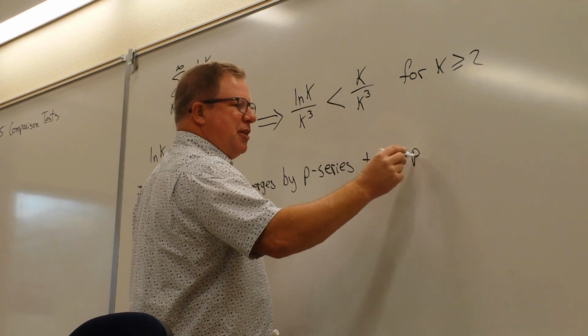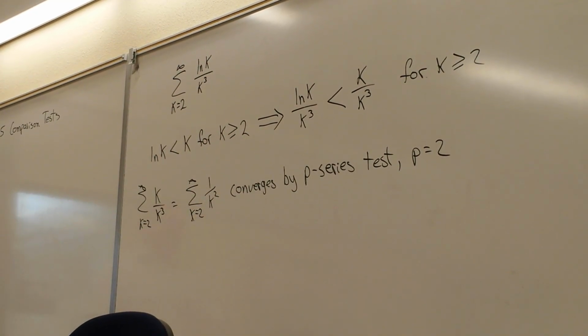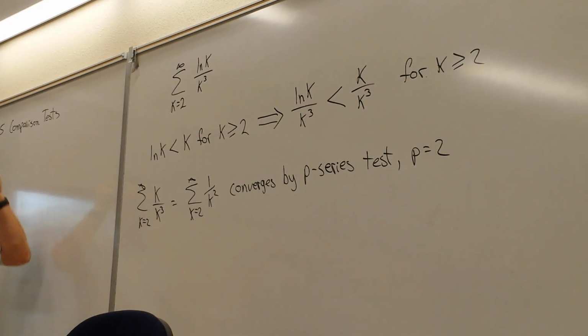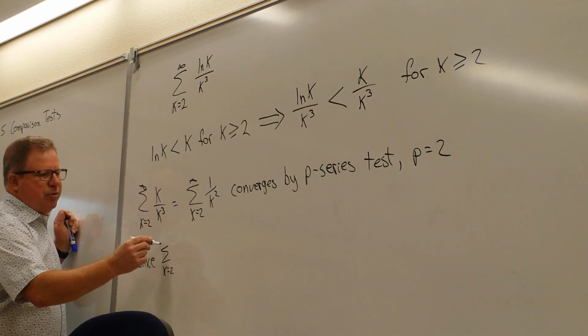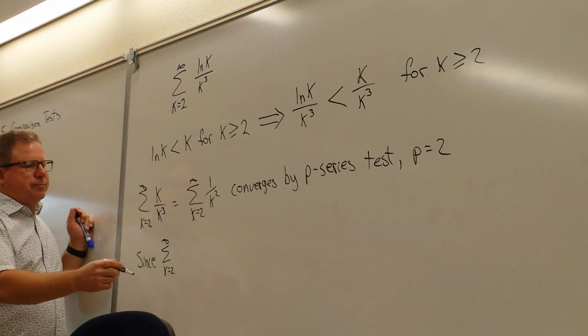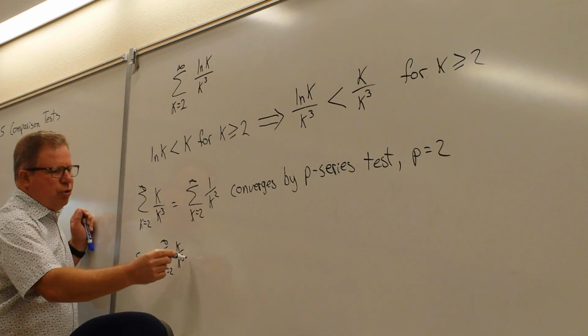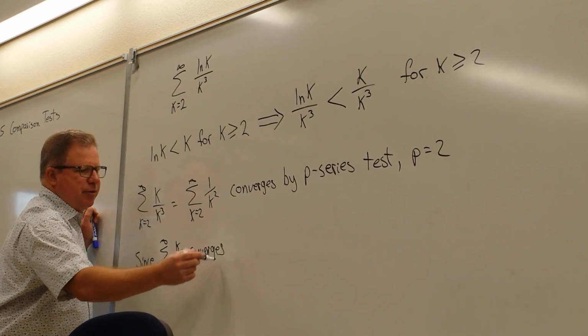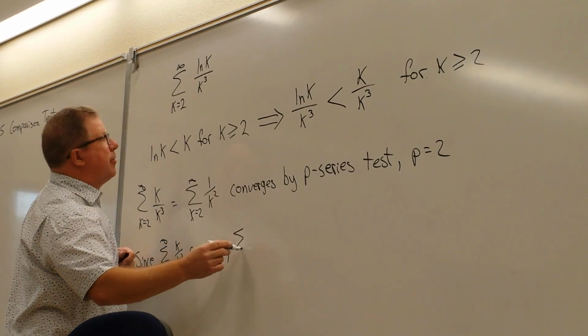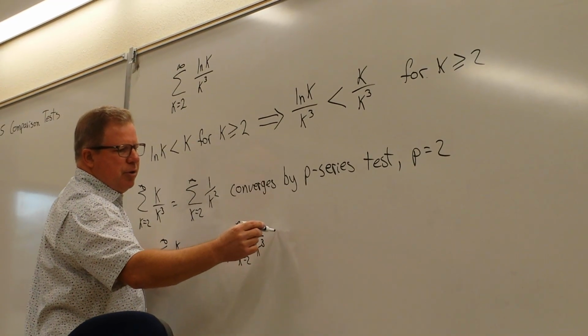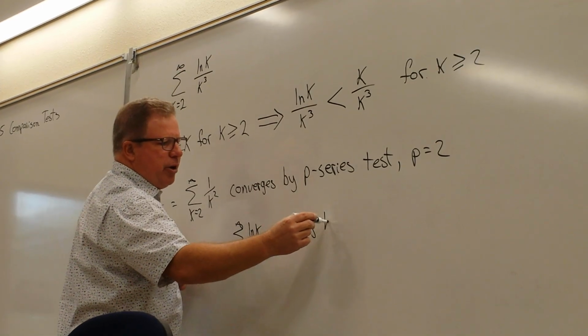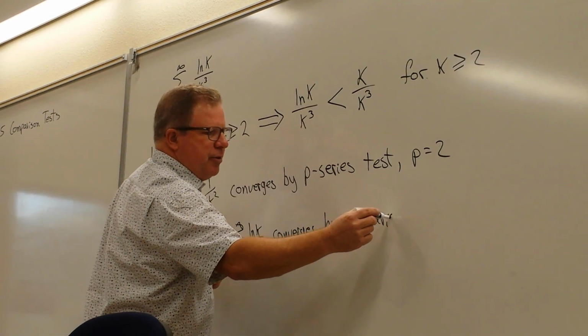P-series test, comma, P equals 2. So we can say then, since the sum, k goes from 2 to infinity, of k over k cubed converges, the one we have here, k equals 2 to infinity of ln k over k cubed, converges by comparison test.